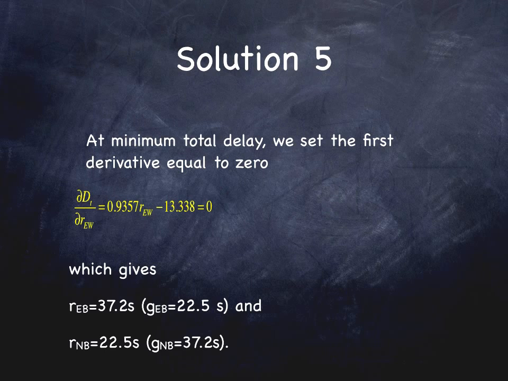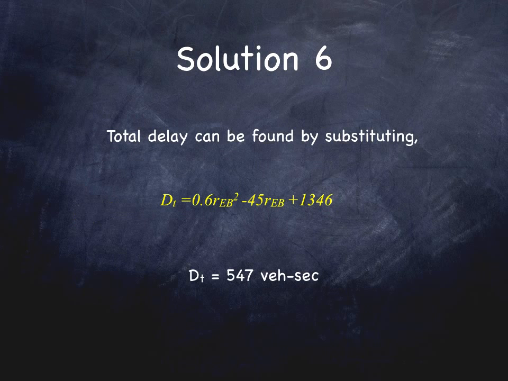The northbound approach has a red time of 22.5 seconds and a green time of 37.2 seconds because of the finite amount of time in a cycle and the no lost time assumption. Our westbound approach has the same red and green times as the eastbound approach, and the southbound approach has the same red and green times as the northbound approach. If we know our red times, we can substitute back into the total delay equation, and that gives us a total delay of 547 vehicle seconds.